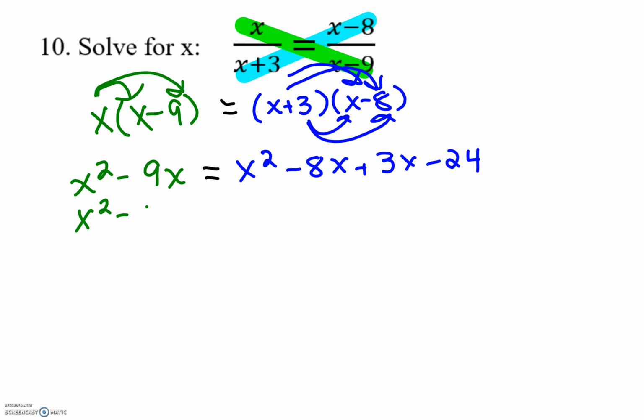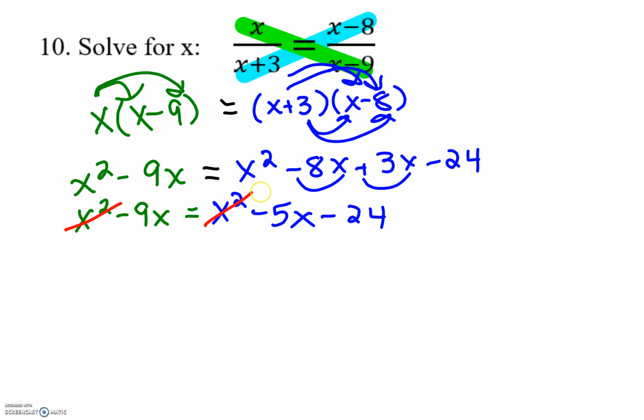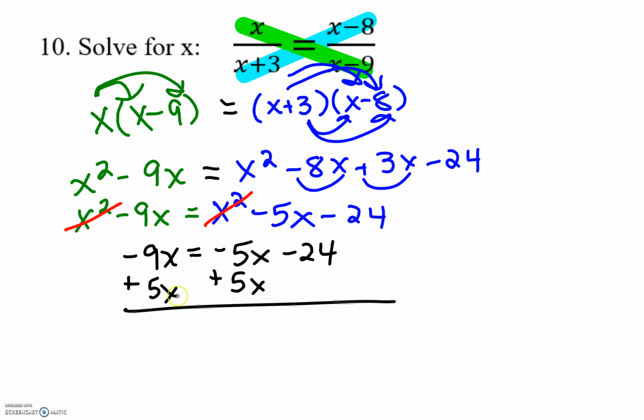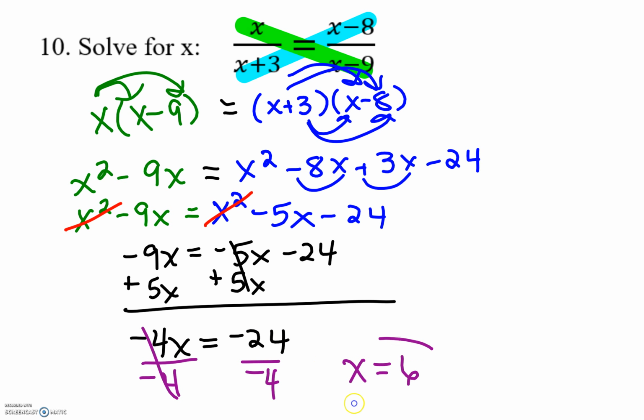So I'm just going to bring down my x squared minus 9x and combine like terms on the right. So I have x squared, a negative 8, and a positive 3 is negative 5x minus 24. From here, we should see that we have x squareds on both sides, so they actually cancel out. We have negative 9x equals negative 5x minus 24. I'm going to add 5x to the other side. Negative 4x equals negative 24. From here, we want to divide by negative 4. And x is equal to positive 6.